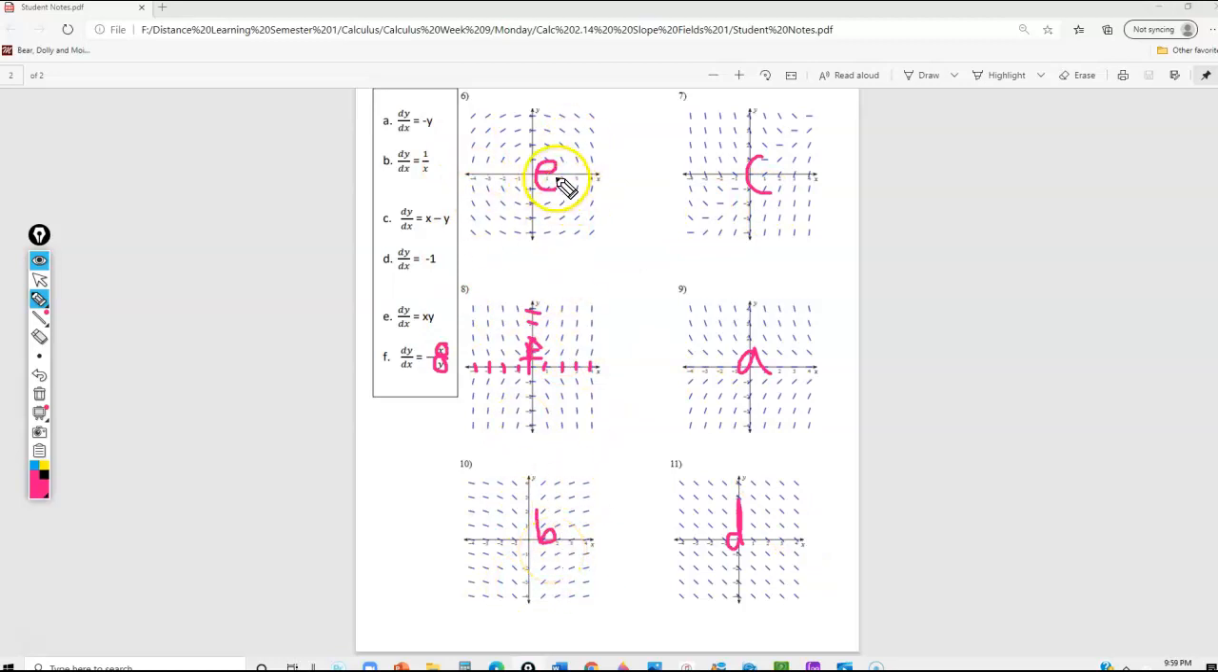Now, for those ones, just look at the slopes once again. For this one, we have 0 slopes on the y-axis. So anytime x equals 0, we would have a 0 slope. Well, in this case, that would be undefined, not 0. So I knew this one couldn't be B. All right. But anyway, there's your solutions for that. And I think that wraps up.